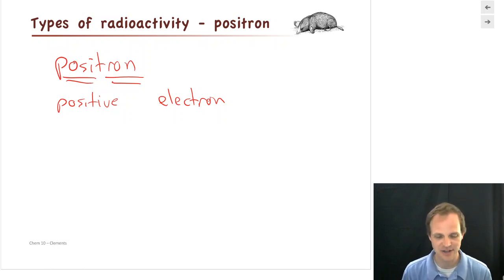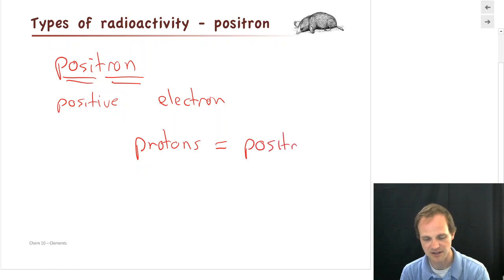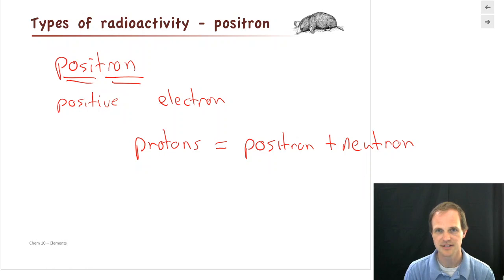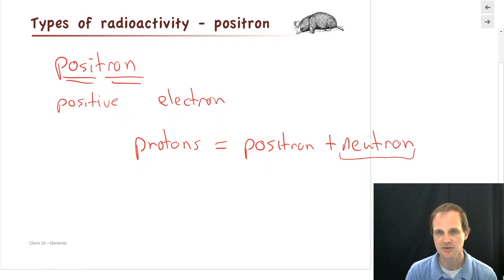Wow, where do you get the positive electron from? And this is crazy. What's positive in the nucleus? Protons. And it turns out a proton isn't a proton. A proton is a positron squished together with a neutron. Whoa. And so what happens is one of the protons in that atom falls apart, emitting a positron and leaving behind a neutron.